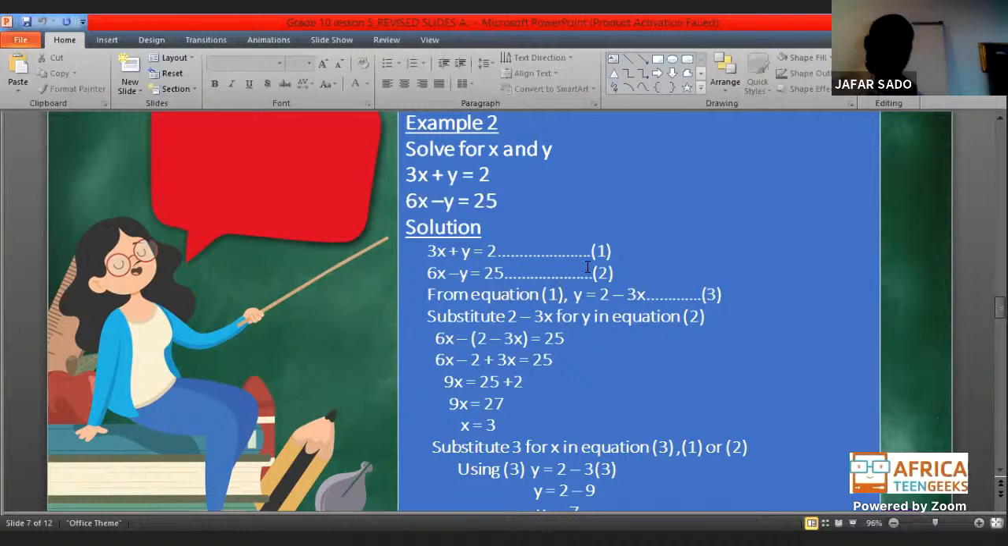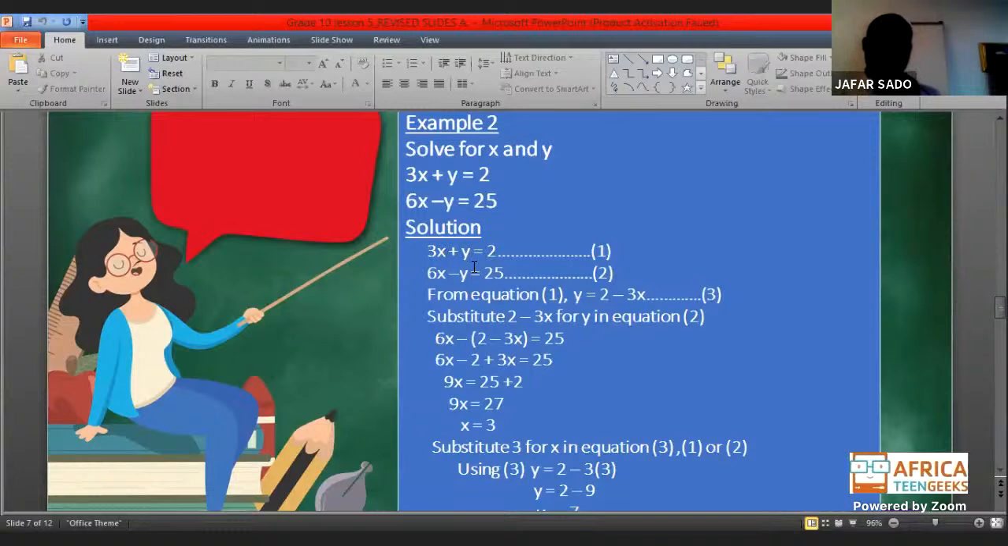So what's the next step? The next step is to make one of the variables the subject of the formula. So look properly now. From which of the two equations can we use? Which one is simpler? Because in maths, we try to simplify our stuff. We don't want complicated stuff. We want simple stuff. So we look for the easier way out.